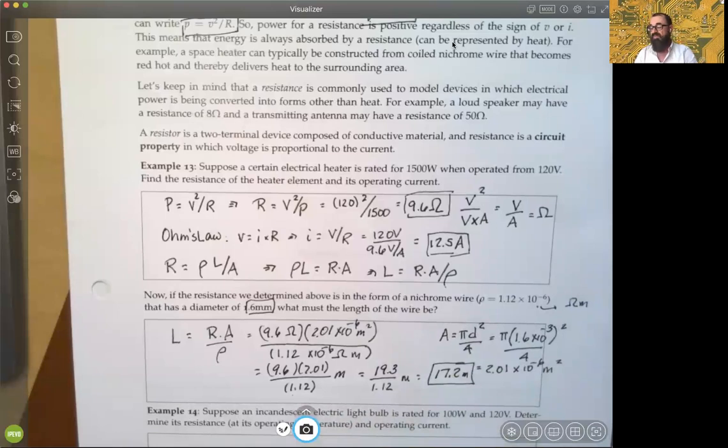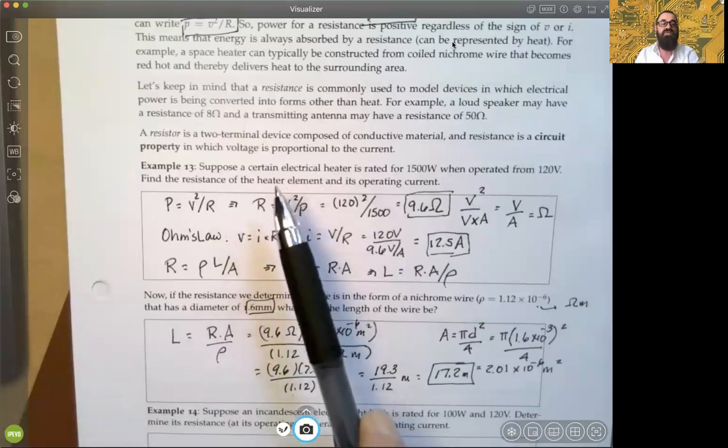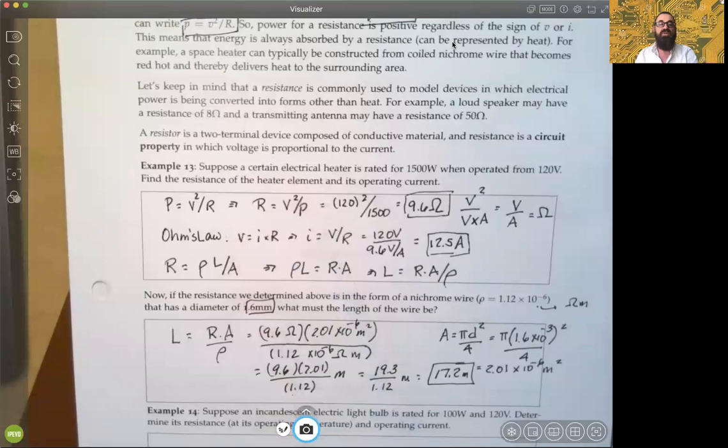So that was one example of doing power computations. Again, in this case using what we were given, determining the current given Ohm's law for the voltage and resistance, and then a little bit of details about the physical properties of the resistance giving resistivity.